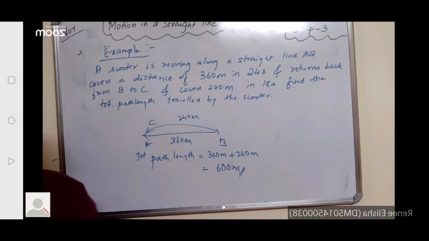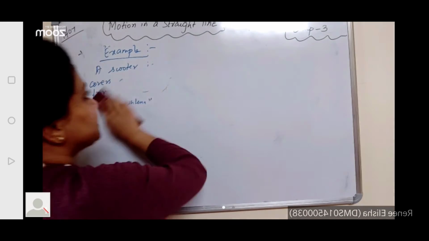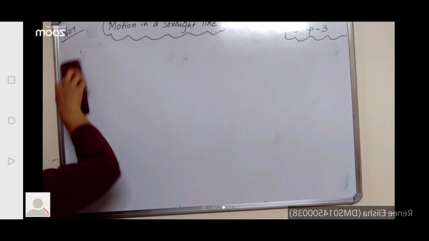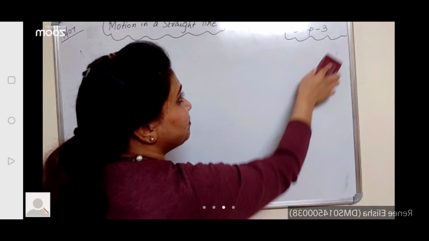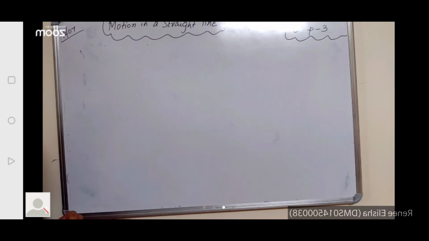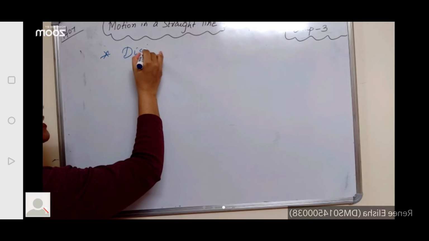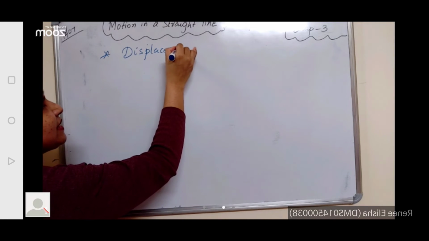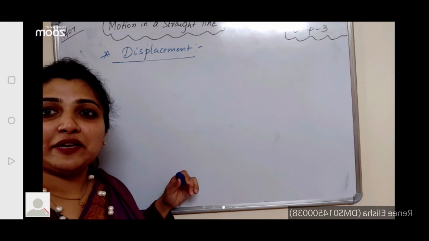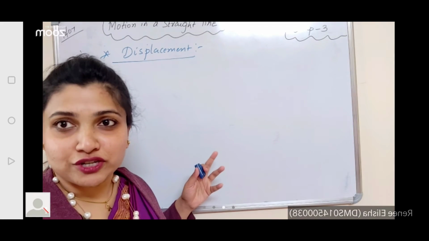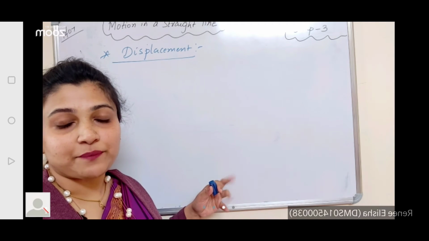Now after knowing about path length, let's study displacement. See, this is all basics that you've already studied, just brushing it up. This entire chapter is based on basics that you've studied. So we will go ahead with displacement. Displacement is nothing but distance with a direction, or the shortest distance traveled is called displacement.